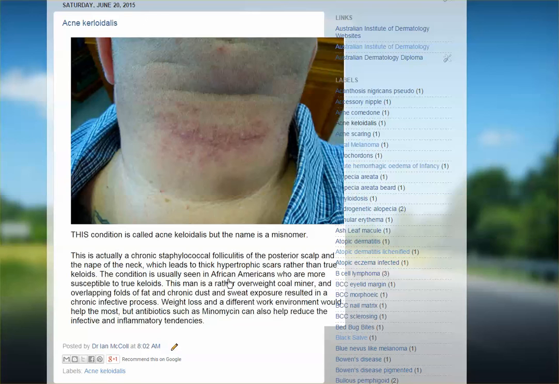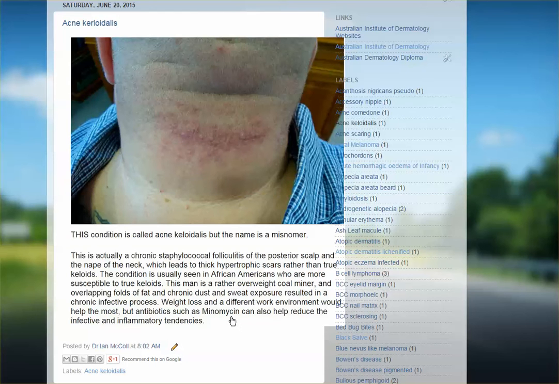This condition is much more commonly seen in African Americans. By the way, I've commented there that usually they're hypertrophic scars rather than true keloids, but not always. I've seen keloids in African Americans who get this condition. It's more common in obesity, and this was an overweight coal miner. So that's probably played a part in this.